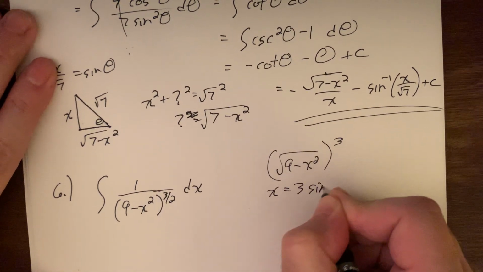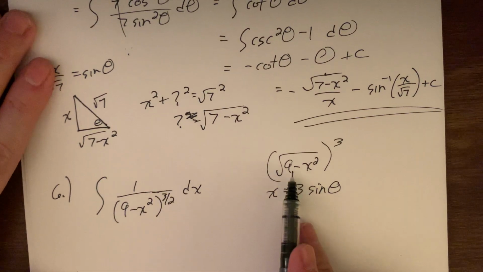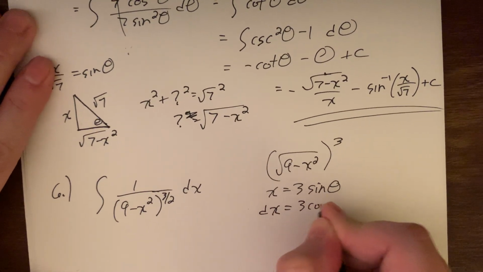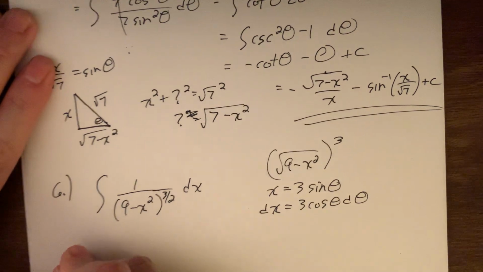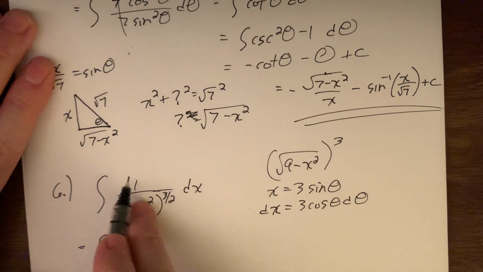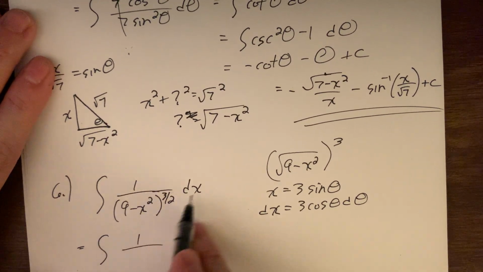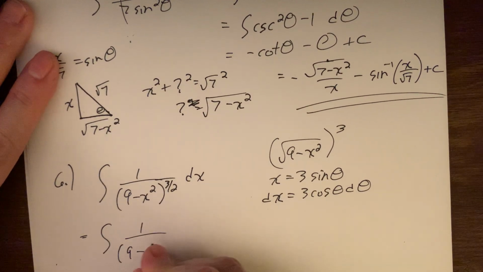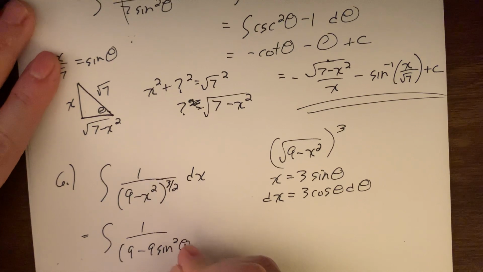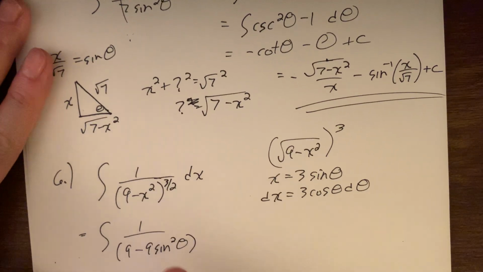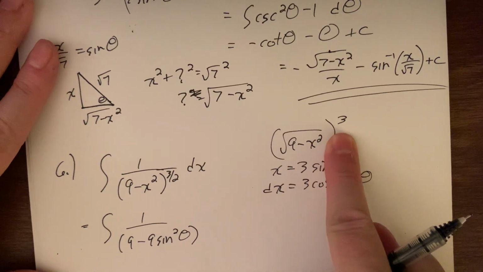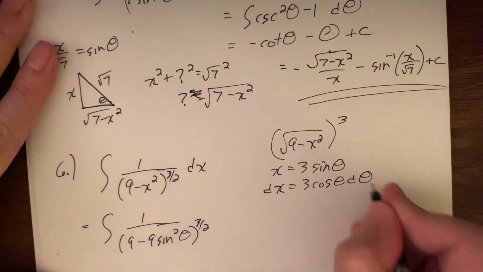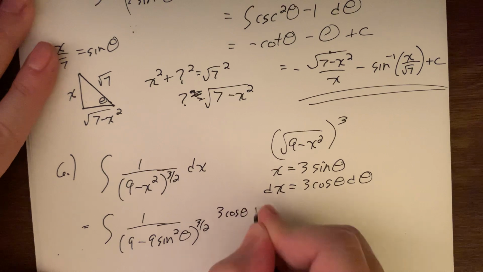We get x is 3 sine theta, a squared is 9, so a is 3, dx, 3 cosine theta d theta. There's no extra variables here, so we're just making clean substitutions here and here. 9 minus 9 sine squared to the 3/2, or again, maybe you prefer to keep writing it like this to help your cleanup, times the 3 cosine theta d theta.